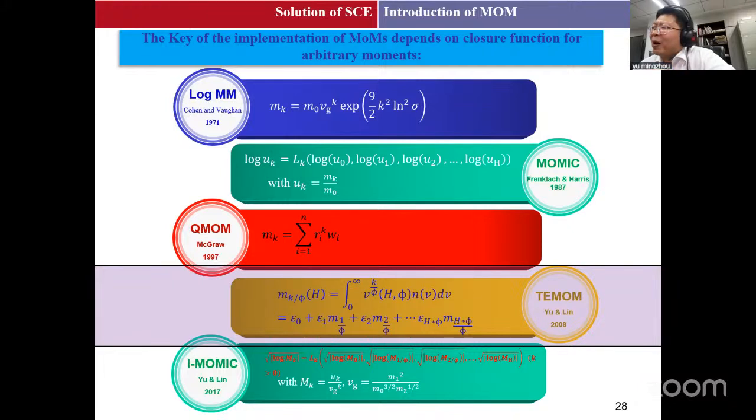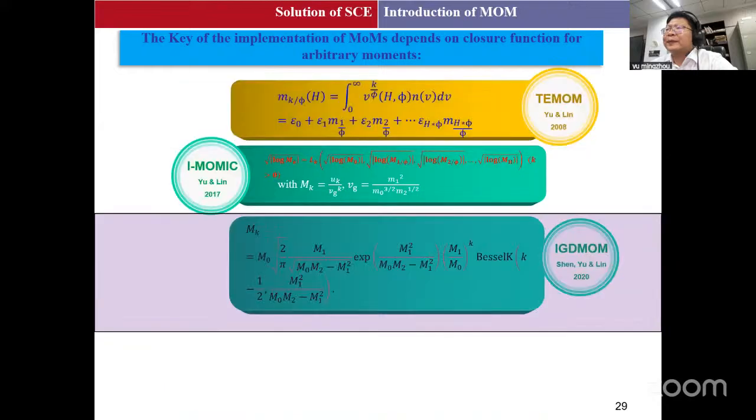For this kind of method, the number of equations is twice the number of variables, requiring large matrix computation. In our work, we instead use a Taylor series expansion technique to close the equations. An approach we call TEMOM, the TEMOM method. In 2020, our research group also proposed a new method of moments. We call it the inverse Gaussian distribution method of moments, whose closure function is this. I will describe this method later.